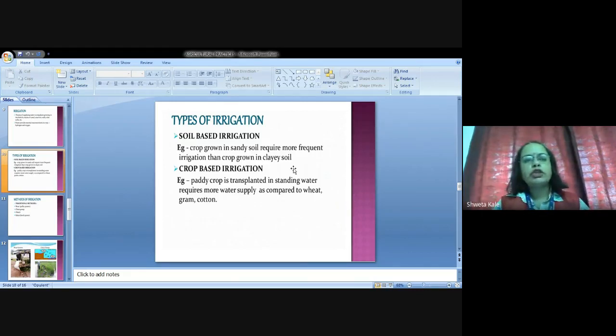Next one is crop based irrigation. Crop based irrigation means some of the crops, like the paddy crop, require more water. So when we are irrigating the crop, we have to take into consideration the property or the type of the crop also, the requirement of the crop also.